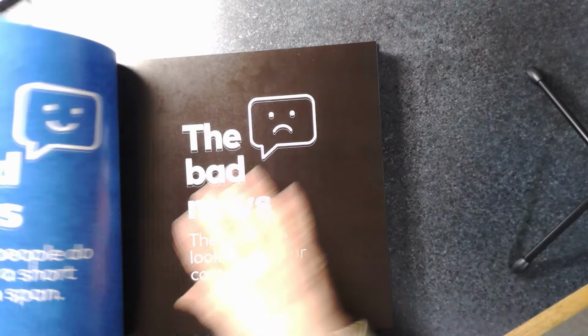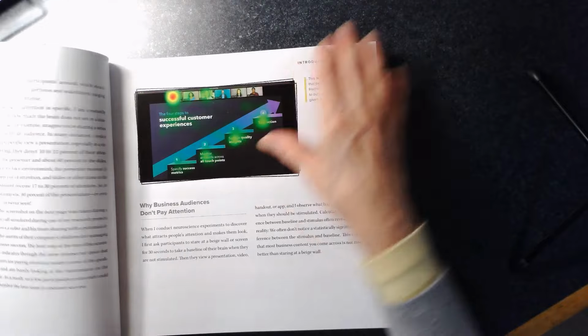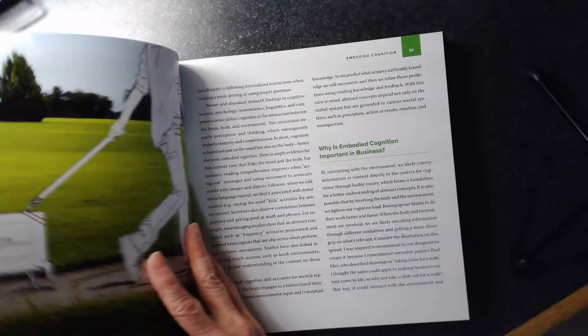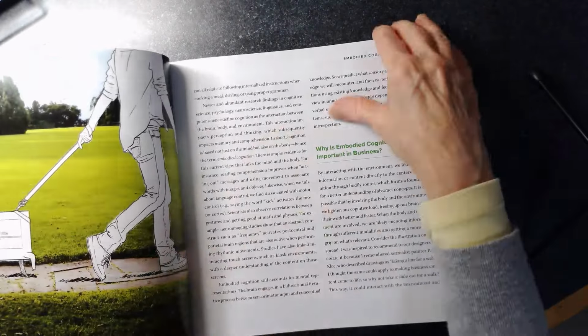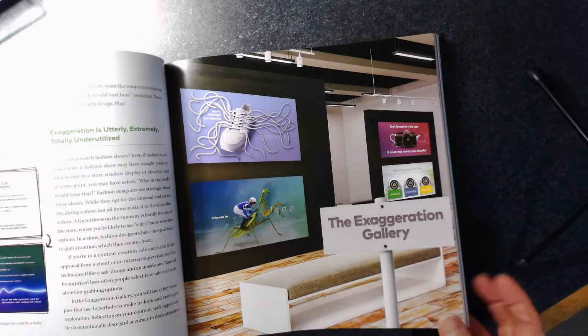It's a pretty decent sized book, and it's hefty. It's printed on glossy paper, and it's got some pretty amazing photographs in it. I've kind of thumbed through it very lightly already. It's supposed to be for business communication.